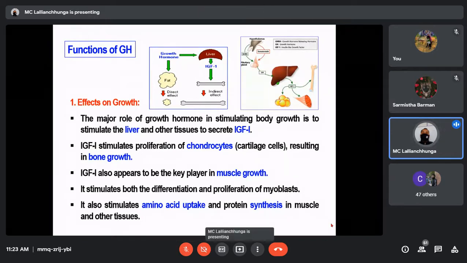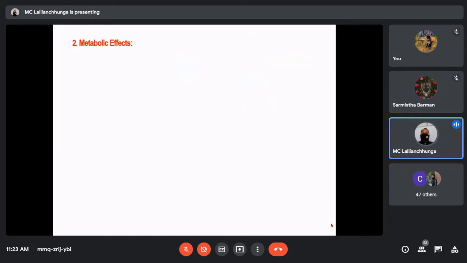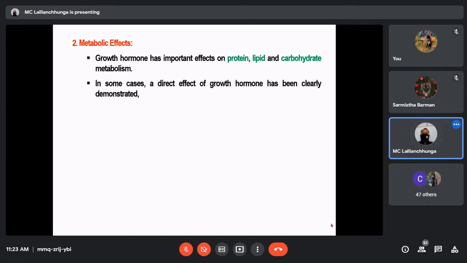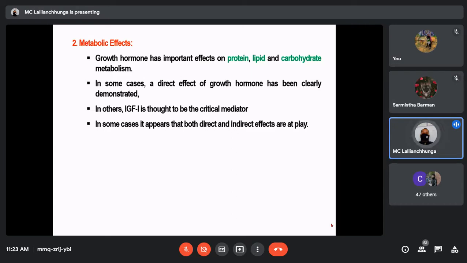Okay. This is its effect on growth. Its effect on growth is mainly through the indirect effect, that is, by IGF-1. Metabolic effect. Growth hormone has important effects on protein, lipid, and carbohydrate metabolism. In some cases, a direct effect of growth hormone has been clearly demonstrated. In others, IGF-1 is thought to be the critical mediator. So, as I told you, growth hormone can have a direct effect or an indirect effect through IGF-1. In some cases, it appears that both direct and indirect effects are at play.